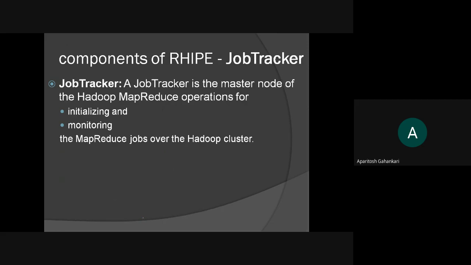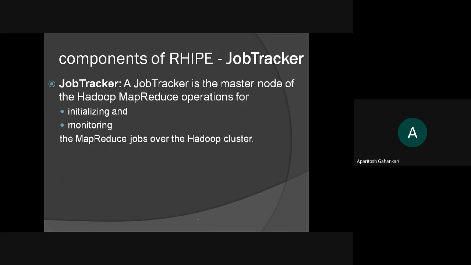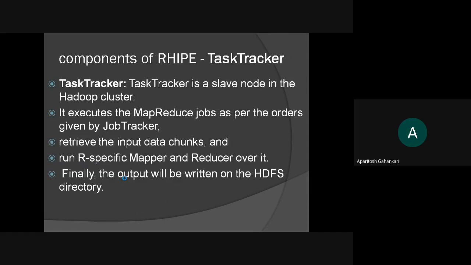Then next is your job tracker. As you can see in this diagram, the job tracker is a master node, and it is used for initializing and monitoring the MapReduce job given to the task tracker. Okay, what will the job tracker do? Job tracker will monitor the task tracker. So it will be monitoring what kind of tasks these task trackers are doing or not.